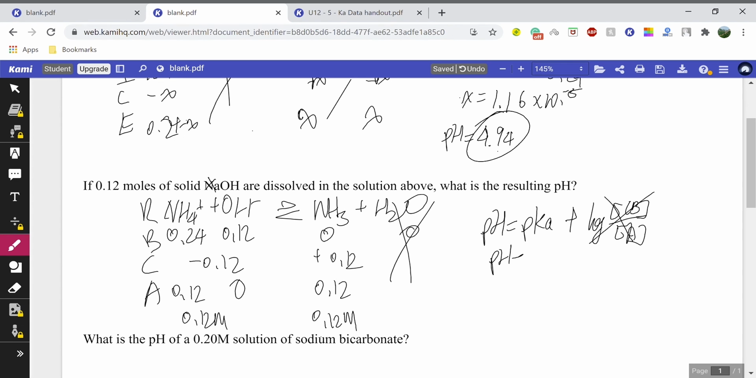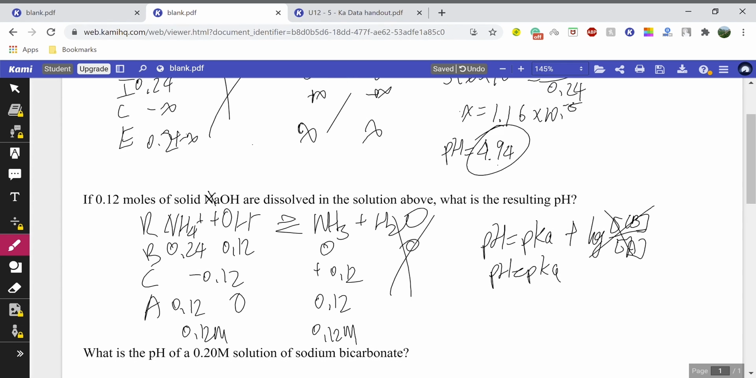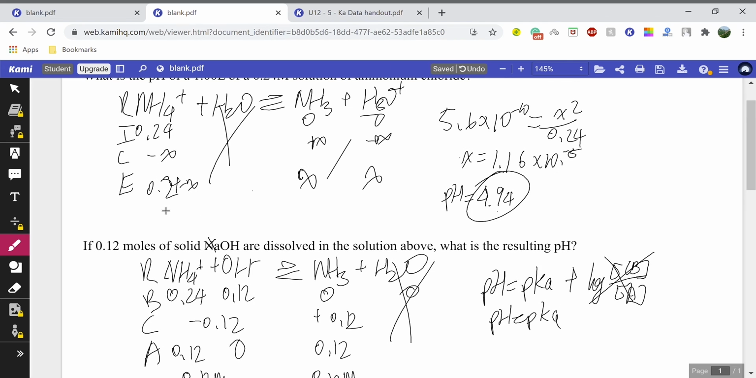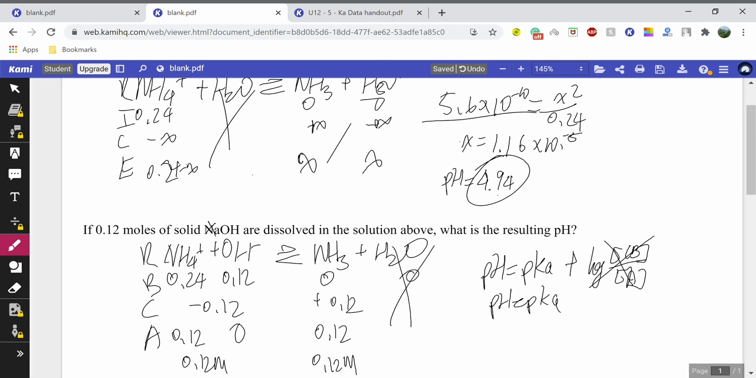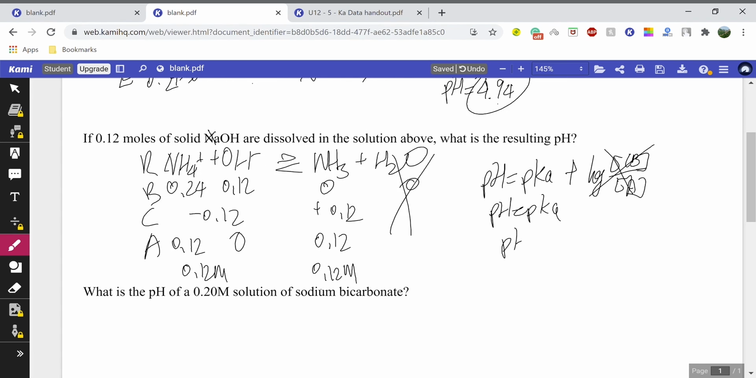Now the pH will be equal to pKa again. So what is the pKa of NH4? Well, we found the Ka, which is 5.6 times 10 to the negative 10. So we can take the negative log of that. Negative log of 5.6 e to the negative 10th will give us a pKa of 9.25, which will be equal to the pH.